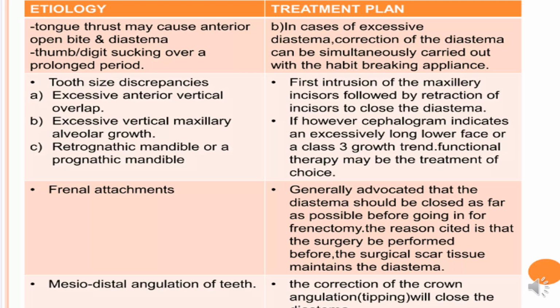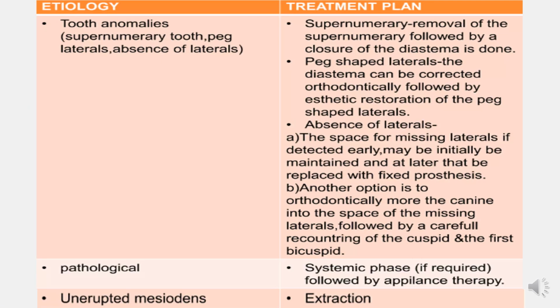In cases of frenum attachments, it is generally advocated that the diastema should be closed as far as possible before going in for frenectomy. The reason cited is that should the surgery be performed before, the surgical scar tissue maintains the diastema. In cases of mesiodistal angulation of teeth, the correction of the crown angulation or tipping will close the diastema.